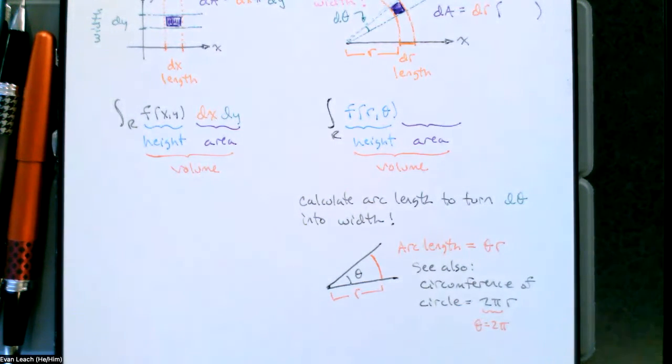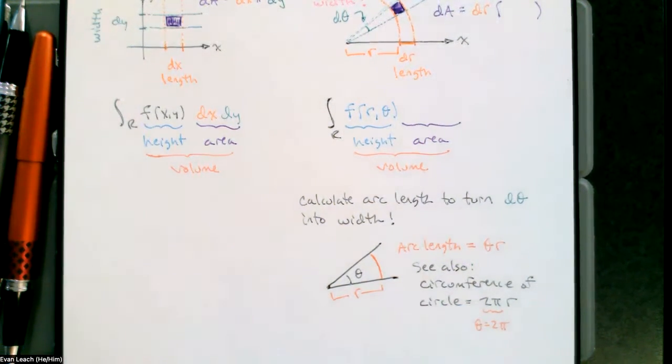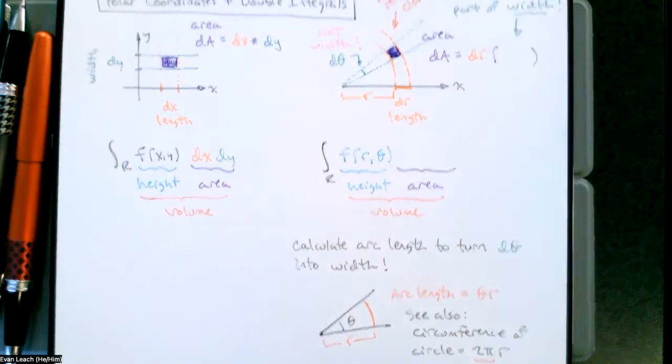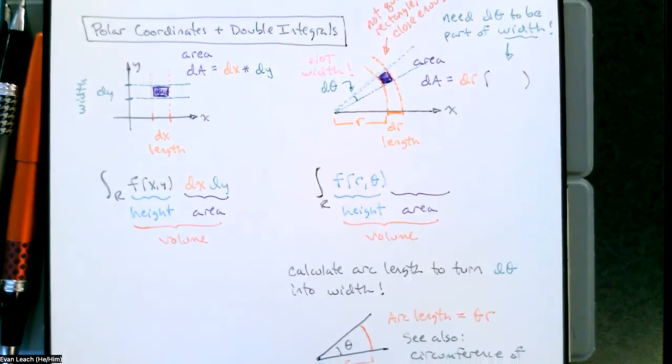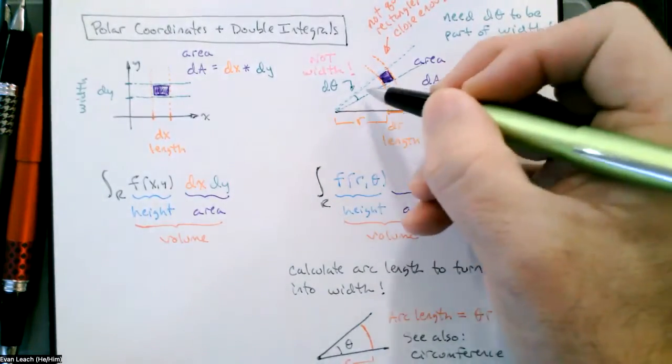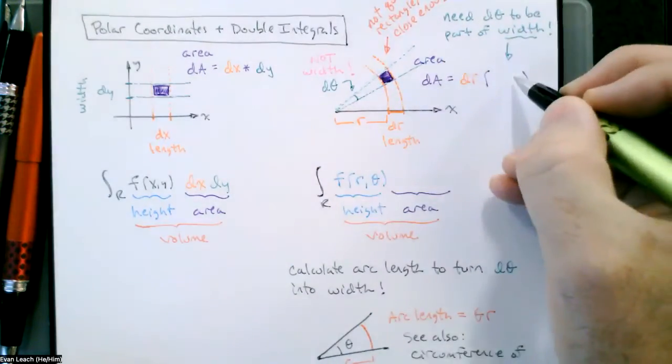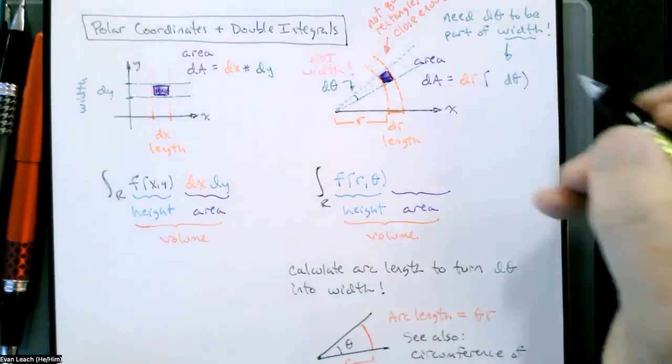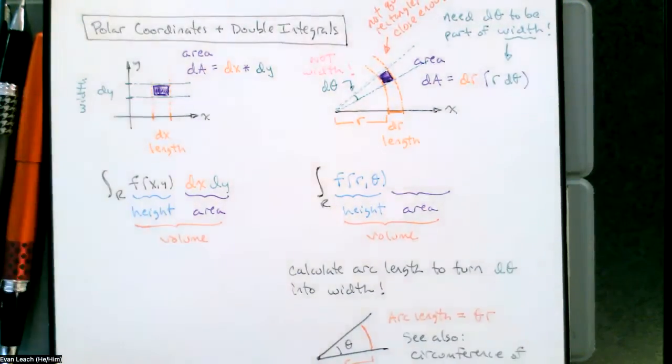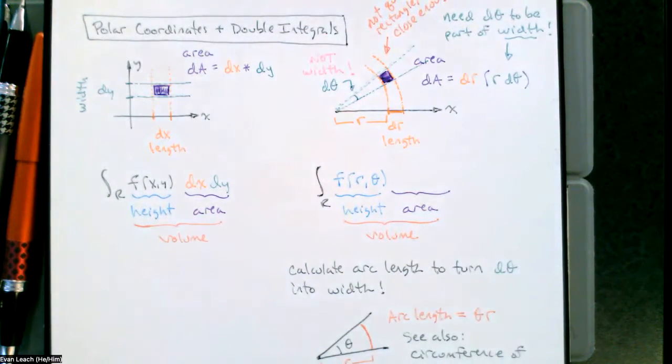So we're going to shrink this theta down to a very small d theta, and we just have to multiply by r. So to turn d theta into a width, we just multiply d theta by r. That turns d theta into a width using the arc length. Then r d theta times the dr gives us an area. So now our integral does what we want it to do.